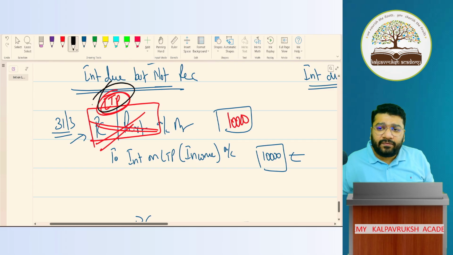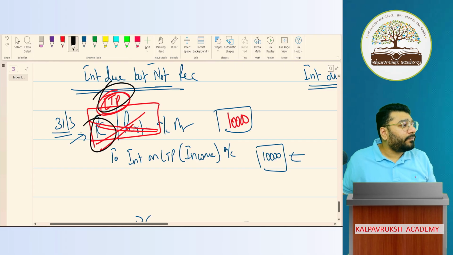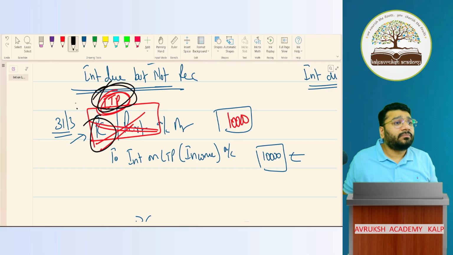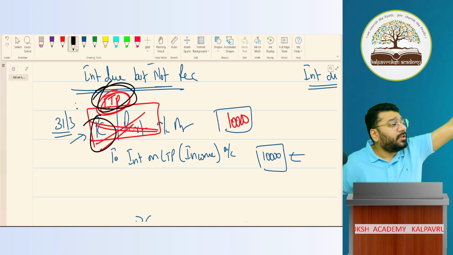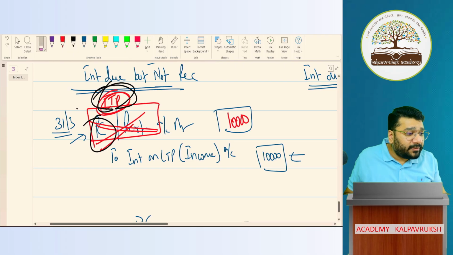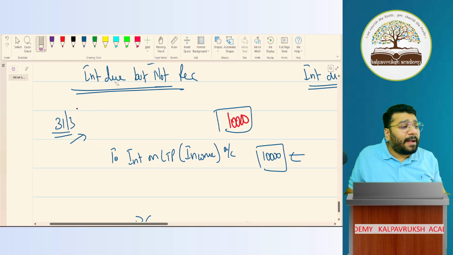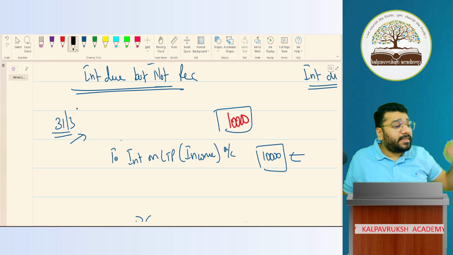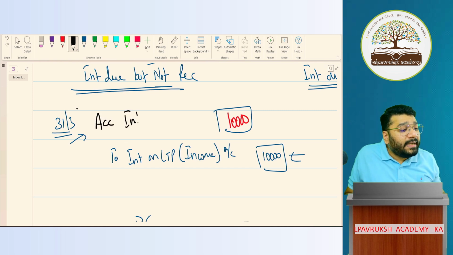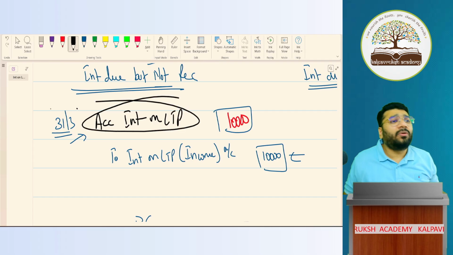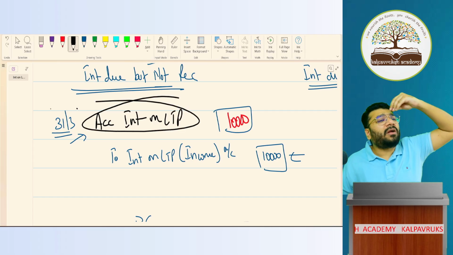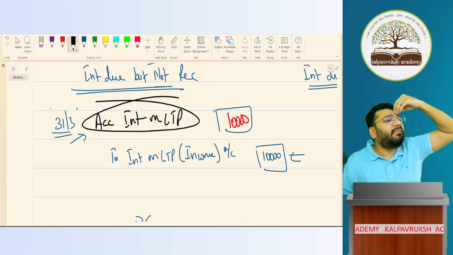Sir, in real life, will it go to partner's capital account only? No, you can take it to loan to partner account also. You can take it wherever you want to take. Sir, I don't want to take it to loan to partner, sir. I don't want to take it to partner's capital also. I want to take it into a separate ledger called accrued interest on loan to partner. Is it allowed? In accounting, you have the complete freedom to do whatever you want to do.